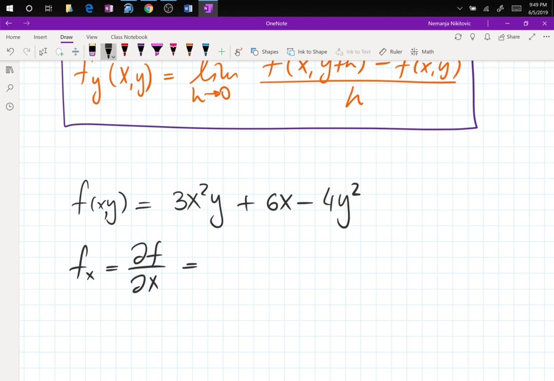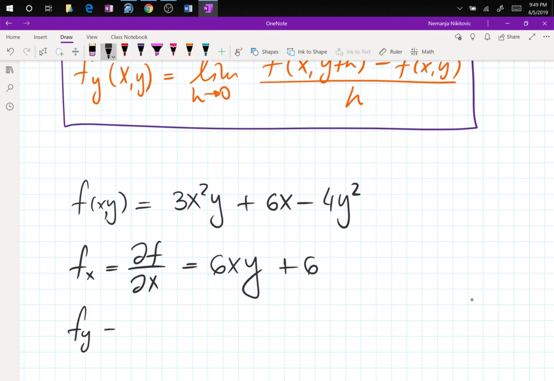So I have 6xy as a derivative, because the derivative of x squared is 2x, and since y is the constant, I get to copy it. Fair? Plus 6, because the derivative of x is 1, and minus 0, because y is a constant, the derivative of a constant is 0. It's gone. So we don't even need it.